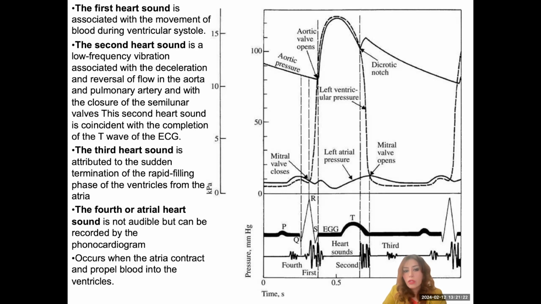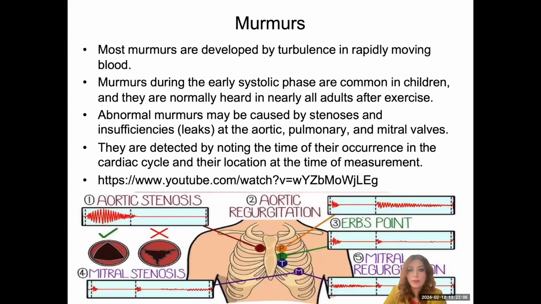So this second heart sound is coincident with the completion of the T wave of the electrocardiography. Look at this T wave, please. Okay, so the second heart sound is coincident with the completion of the T wave. The third heart sound is attributed to the sudden termination of the rapid filling phase of the ventricles from the atria. The fourth, or atrial, heart sound is not audible but can be recorded by phonocardiogram. It occurs when the atria contract and propel blood into the ventricles.